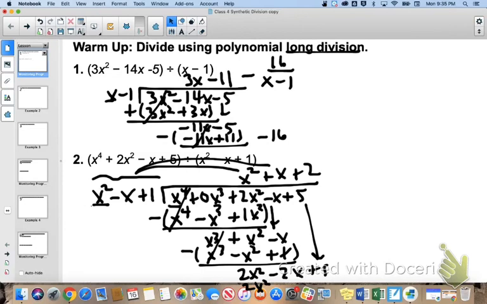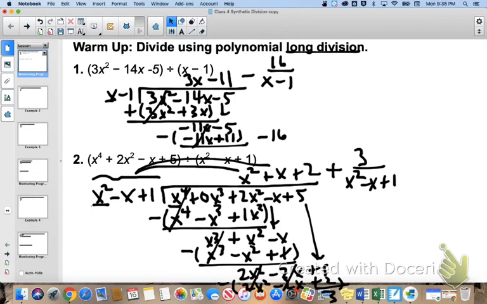2 times negative x is negative 2x, and 2 times 1 is plus 2. So when we subtract, the x squareds cancel. Minus 2x minus a negative 2x, those also cancel. 5 minus 2 is 3, so we have plus 3 over x squared minus x plus 1. Hopefully you've got the hang of long division by now.